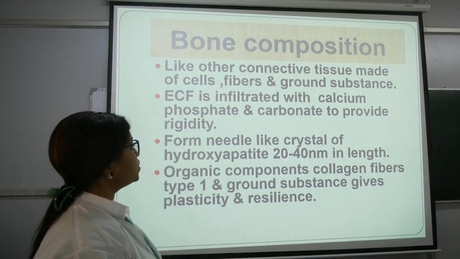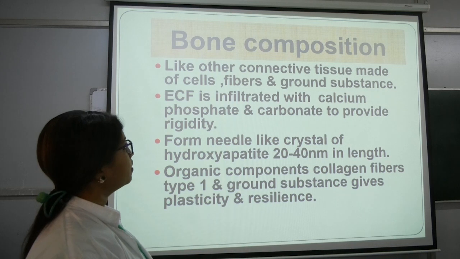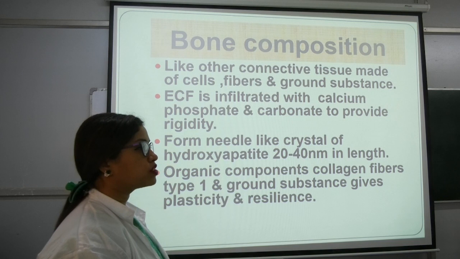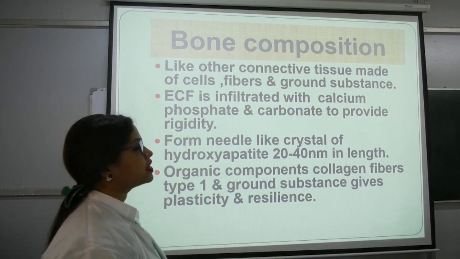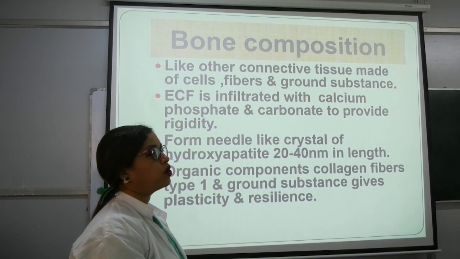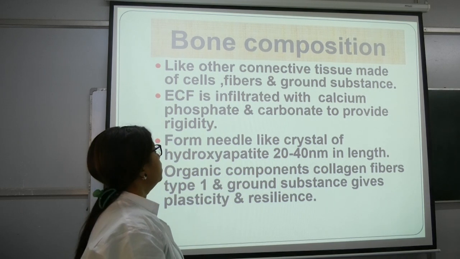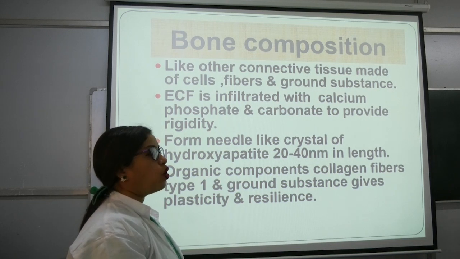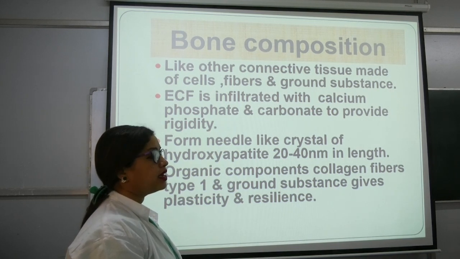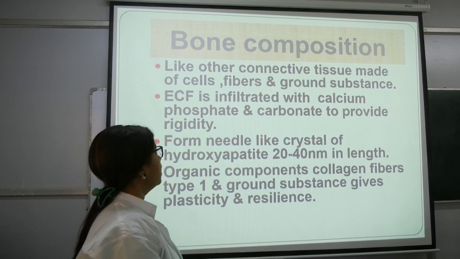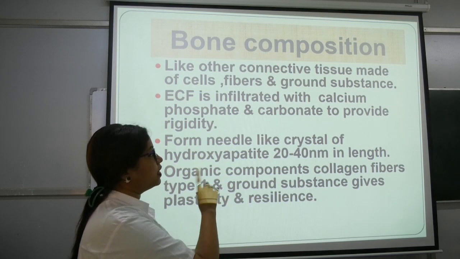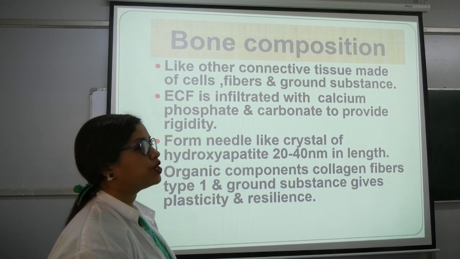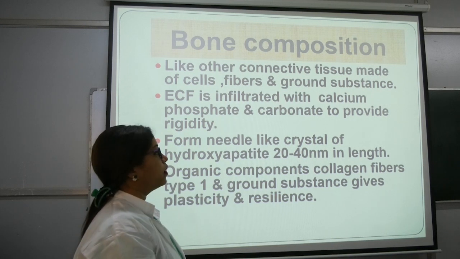So what is the composition? This thing we have already discussed. Like other connective tissue, it has one ground substance, one matrix, some cells, and fibers that would be embedded in the matrix. The extracellular fluid is infiltrated with calcium salts. This stone, I am saying, is known as crystal of hydroxyapatite. So write it down: calcium hydroxyapatite.